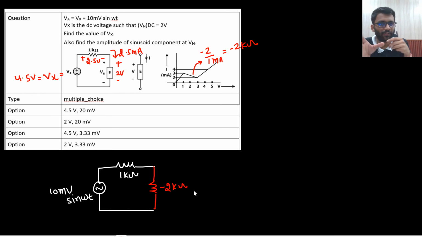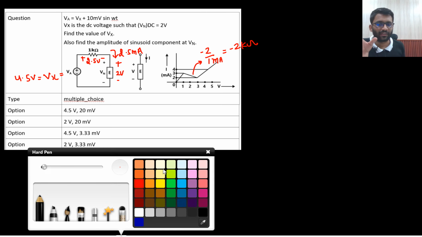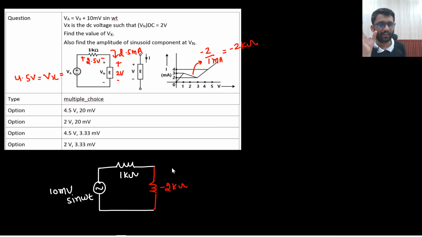Actually, this is a very straightforward problem, not that difficult. But there you will find a lot of good problems as well, where you actually need to draw the characteristics and then you will get to know in which region you are working. Here I have already given the operating point, but in some problems you need to find the operating point and then do the small signal analysis. So here what we need to find? The sinusoid component.